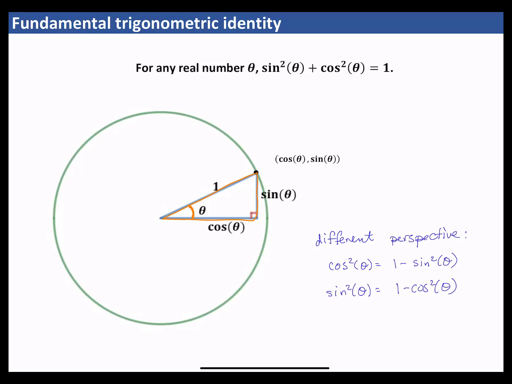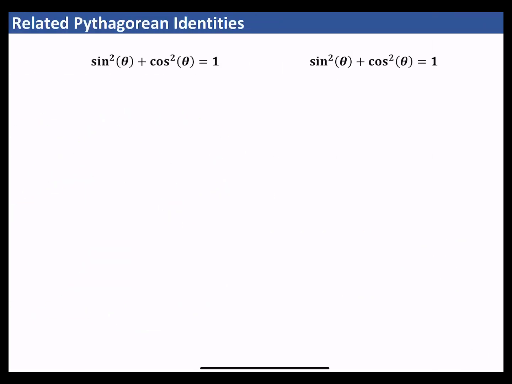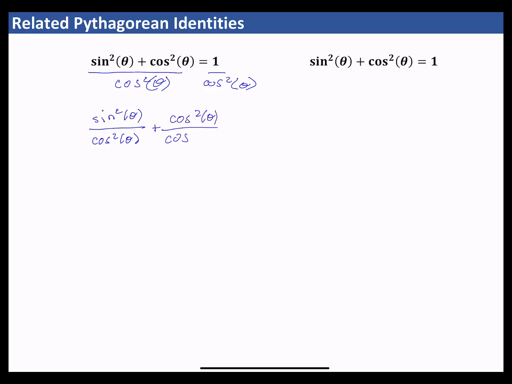There are two other related Pythagorean identities that involve tangent, secant, cotangent, and cosecant, which we can derive from the fundamental trigonometric identity. So if we start with the fundamental trigonometric identity, sine squared of theta plus cosine squared of theta equals 1, and divide both sides by the cosine squared of theta, we see that we would have sine squared of theta divided by cosine squared of theta plus cosine squared of theta divided by cosine squared of theta, and that would equal 1 divided by the cosine squared of theta.